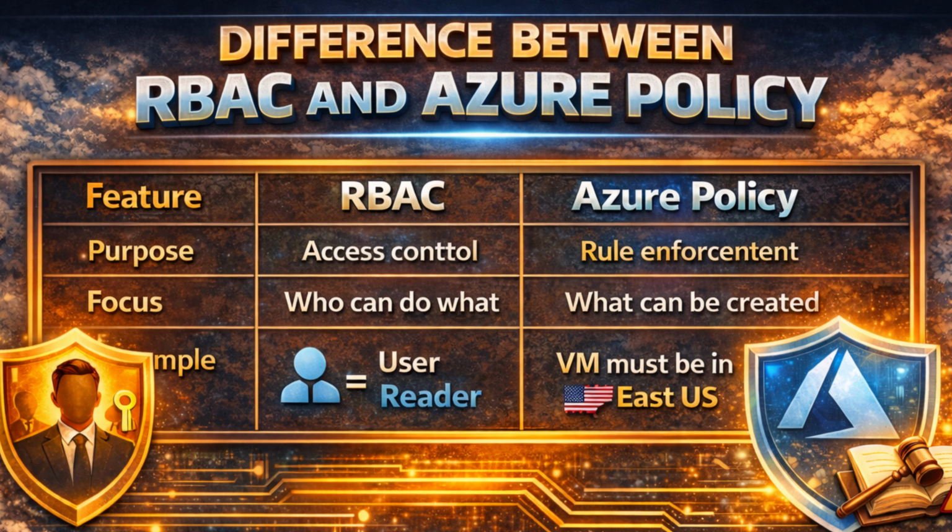Now let's discuss some differences between RBAC and Azure Policy. The purpose of RBAC is access control, and Azure Policy is rule enforcement. RBAC focuses on who can do what, while Azure Policy focuses on what can be created. In RBAC, the user is a Reader, while in Azure Policy, the VM must be in East US. Both work together for strong security.